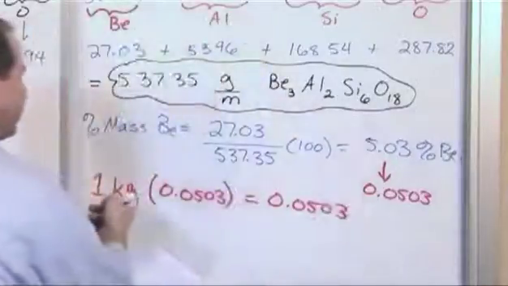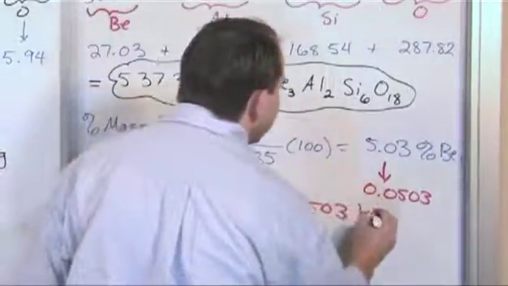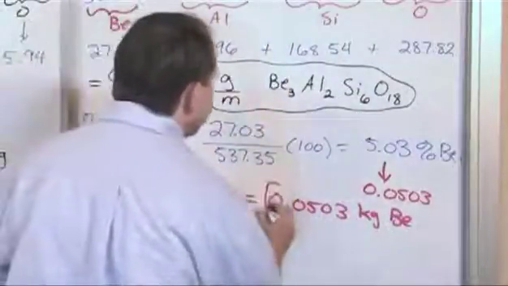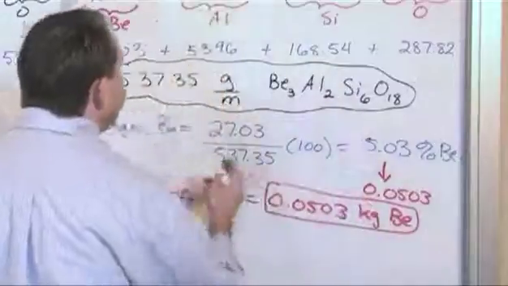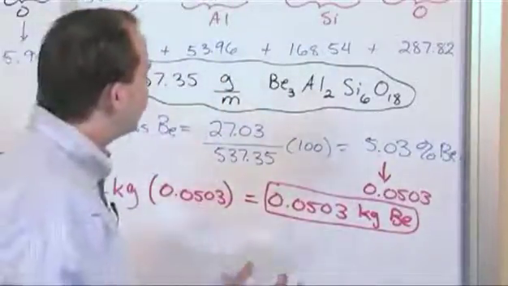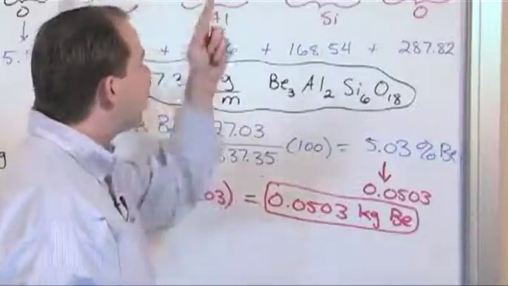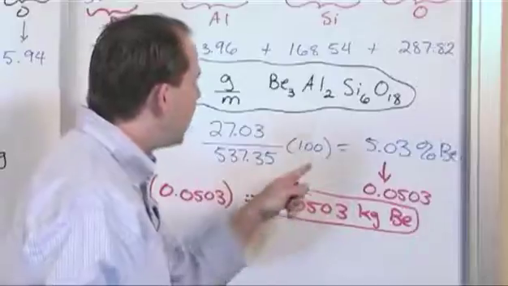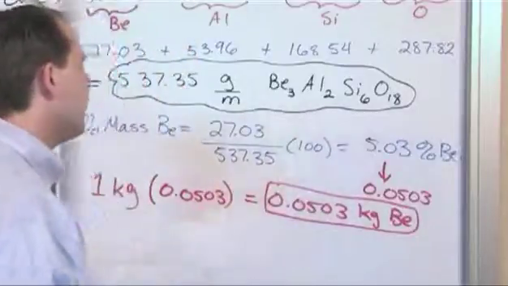When you do this multiplication, 1 times this is just going to give you 0.0503. The unit is kilograms. So this is kilograms of beryllium that we could possibly extract. So this is the answer, right? The question was, given this substance, you pull 1 kilogram into a bucket, how much beryllium could you possibly extract? And out of 1 kilogram of this substance, you'd only be able to pull 0.0503 kilograms of beryllium out.